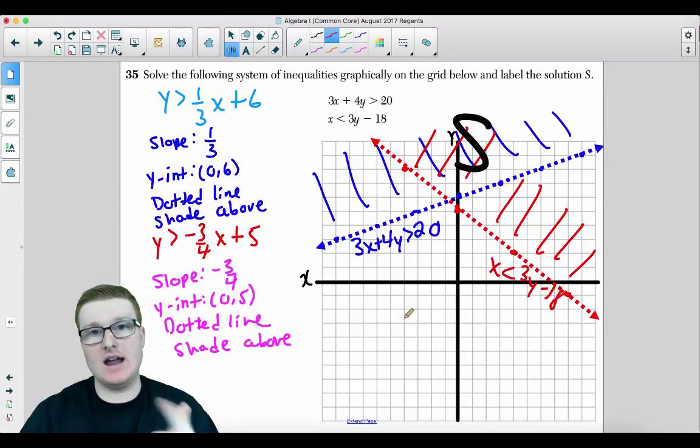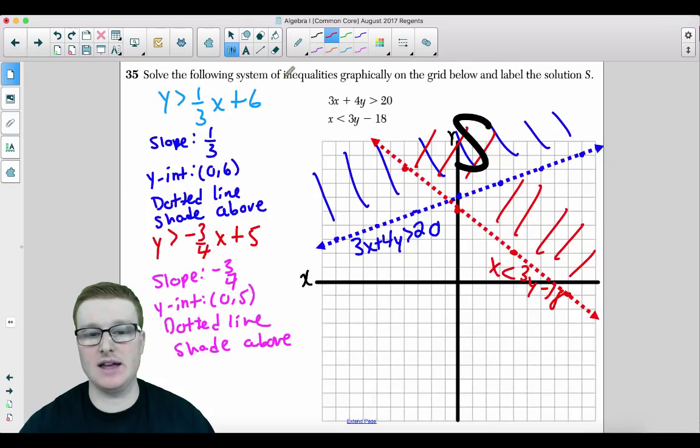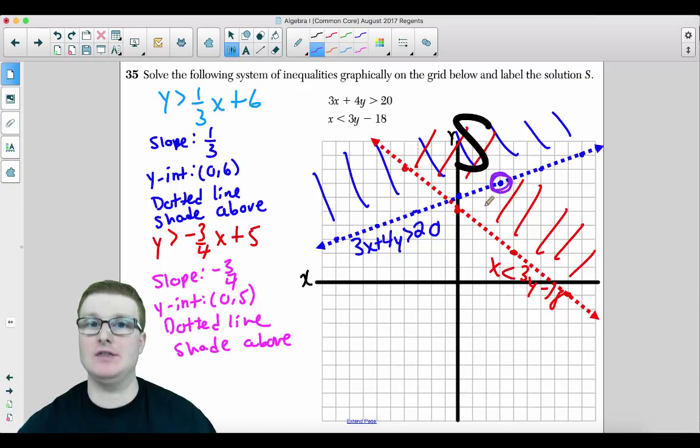Now, we're done with this part. Now there's another part. It says here, is the point (3, 7) in the solution set? Explain your answer. I guarantee that they're asking you, is this the point of intersection somewhere? Nope, sorry. The point (3, 7) is right here: 1, 2, 3, 1, 2, 3, 4, 5, 6, 7. So it's that point right there.